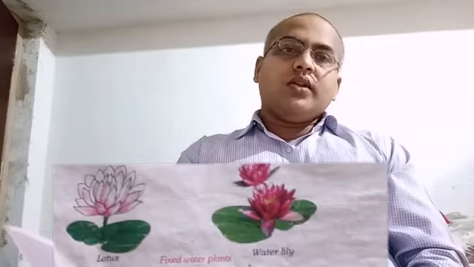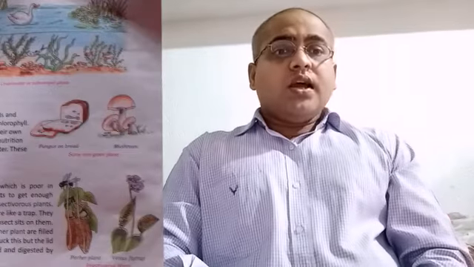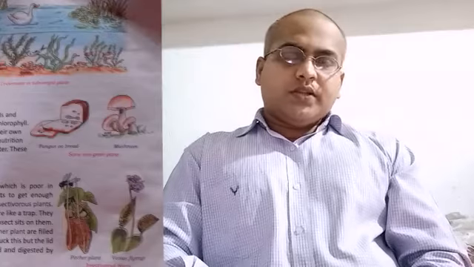Next question. D. Give two examples of each of the following. Number 1, plants that grow on hill: deodar and spruce. Number 2, underwater plants: hydrilla and tape grass. Plants that grow in desert: cactus, date palm. Insectivorous plants: Venus flytrap, pitcher plant.